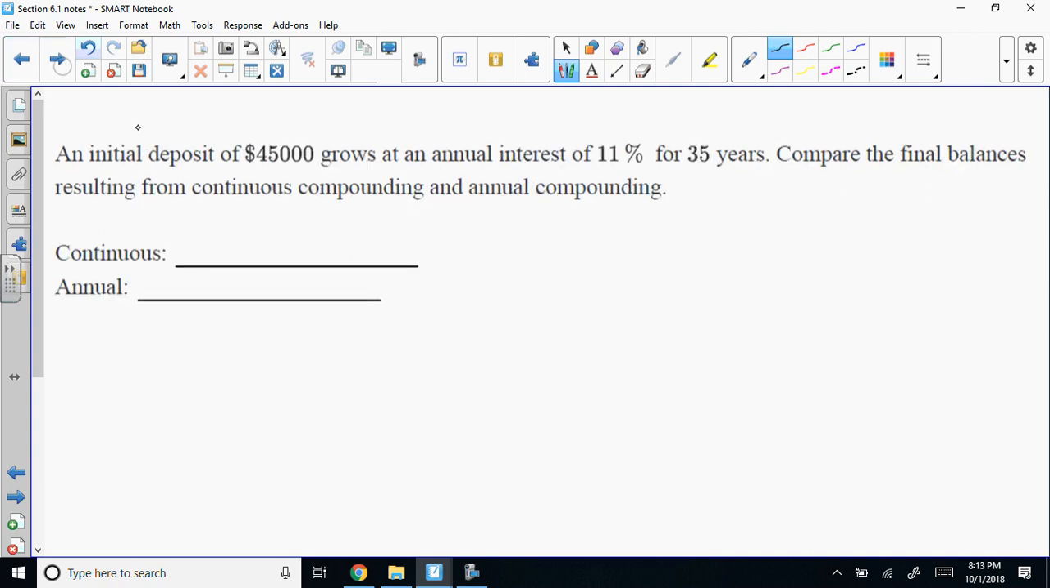Yeah, we're going to skip this bank one, and we're going to go to this one. The bank one's pretty self-explanatory, but I want you to look at this one. 45,000 gross at an annual interest rate of 11% for 35 years. Compare, right? So APRNT, annual. Well, okay, you'll see something here in a minute.